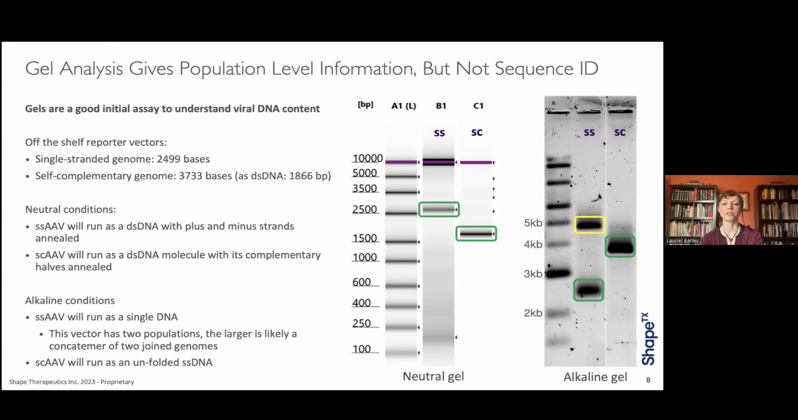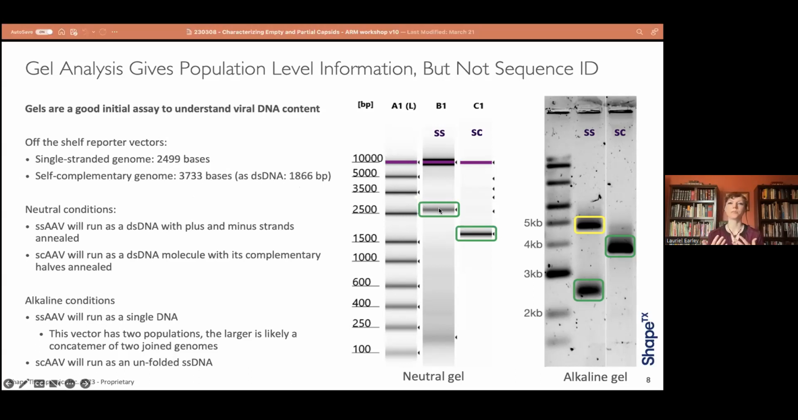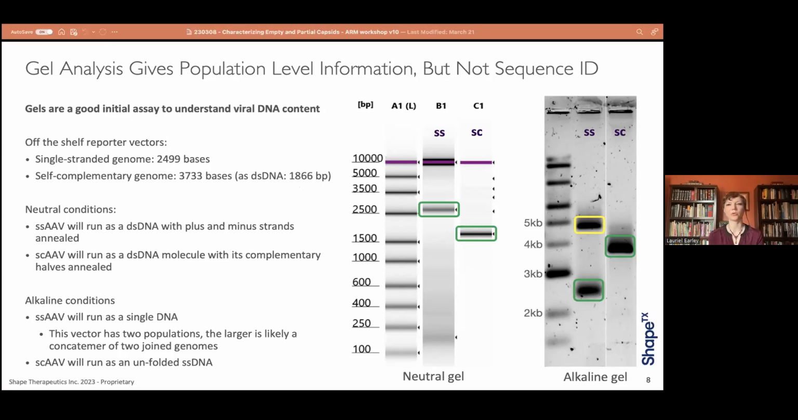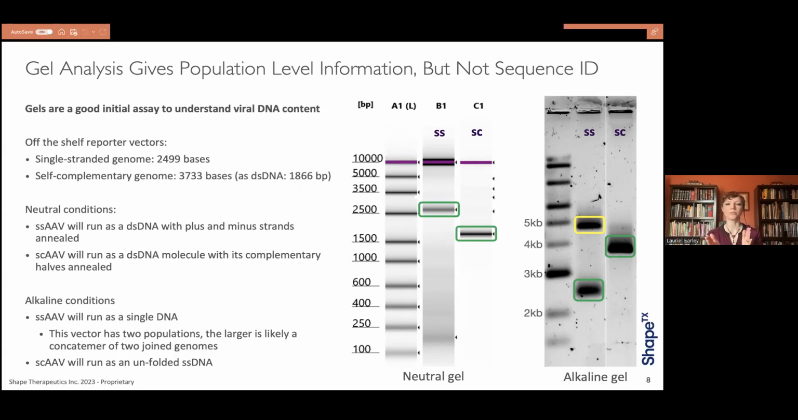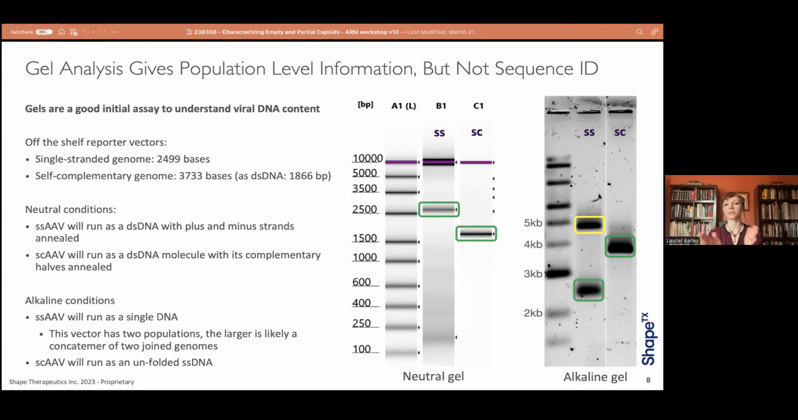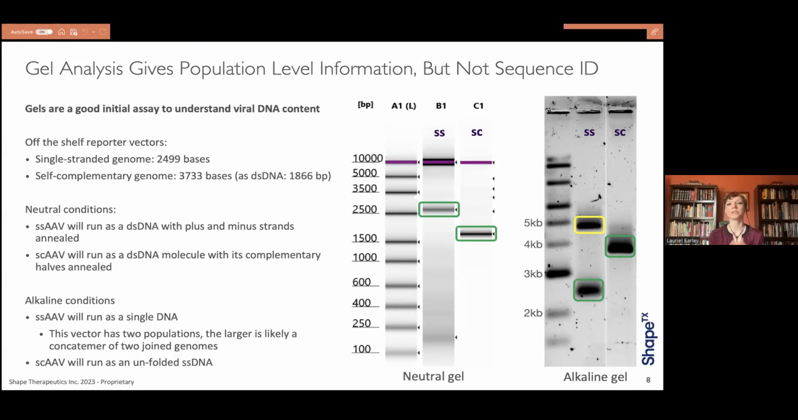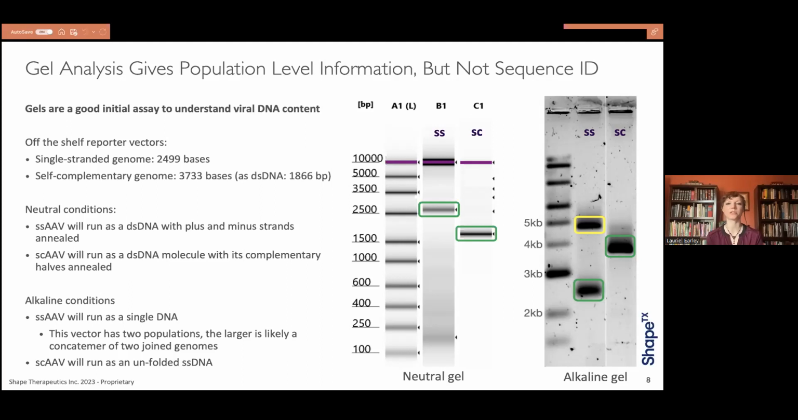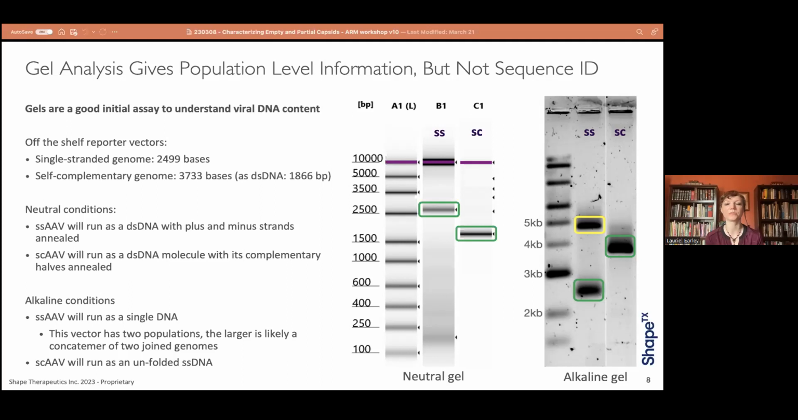Under neutral conditions, the single-stranded AAV will run as a double-stranded molecule because AAV packages equal amounts of plus and minus strands. So as soon as you break open those capsids and extract this DNA to run on a gel, it's going to find its complement in the plus strand or minus strand and anneal, and that'll run as a double-stranded product in our neutral gel at its full-length size, which here we can see it's running at around 2,500 base pairs as we expect. And then the self-complement will actually anneal to itself. So in a neutral gel, it'll run at half size as a double-stranded molecule.